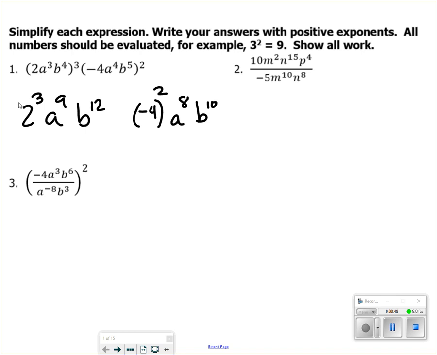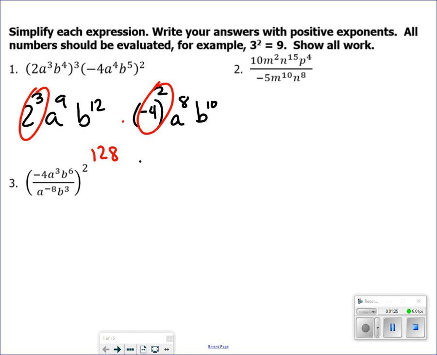Now, multiplying. I need to evaluate all numbers. On my calculator right now, I'm going to figure out what 2 to the third is times (-4) to the second. So I'm multiplying these two together. And that is actually where most people have their problems, is on the numbers. 2 to the third is 8. (-4) to the second is 16. And so multiplying those two together, 8 times 16, you get 128. And that is the most missed part.